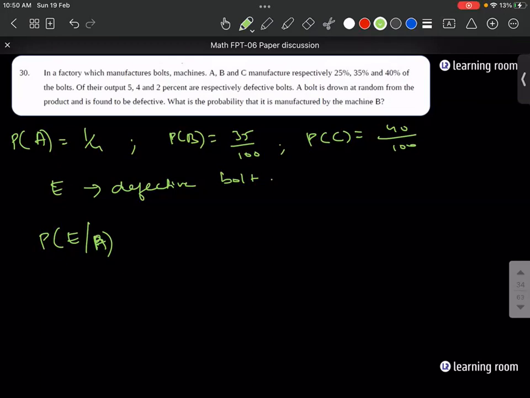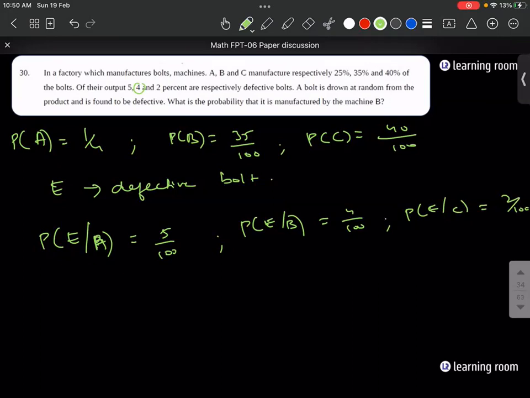So what is the probability of E given A? Just 5 out of 100. What is the probability of E given B? Just 4 out of 100. What is the probability of E given C? It is 2 out of 100. Am I right?